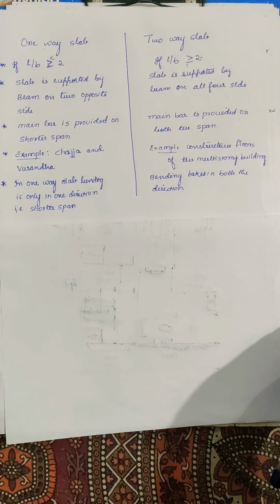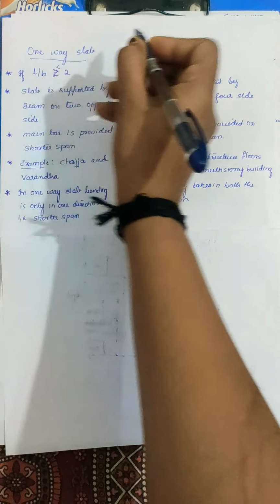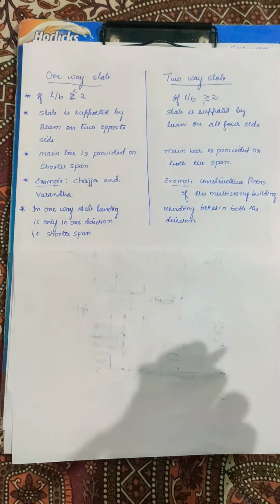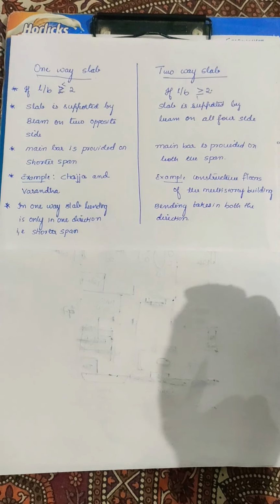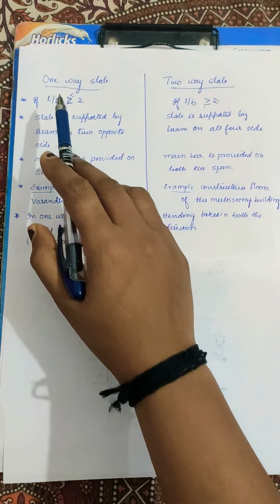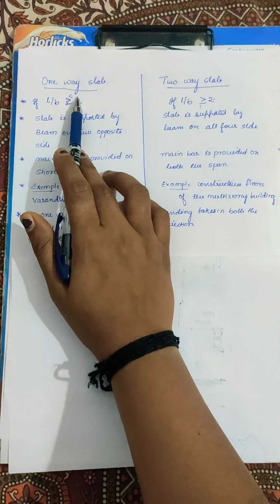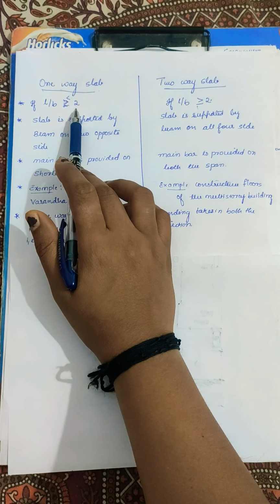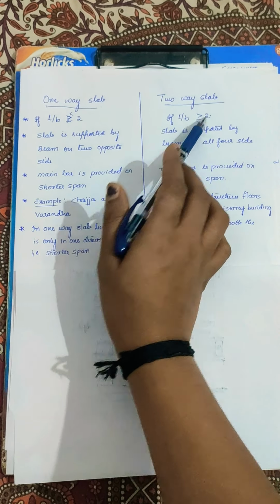So today's topic is one-way slab and two-way slab. Let us understand the difference between one-way and two-way. The first is, if Ly by Lx ratio is less than 2, it is considered as a one-way slab. If it is greater than or equal to 2, it is considered as a two-way slab.